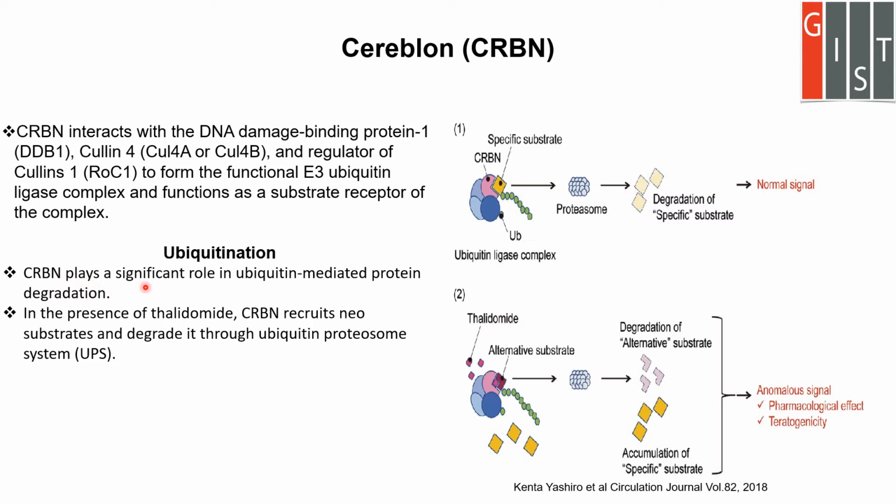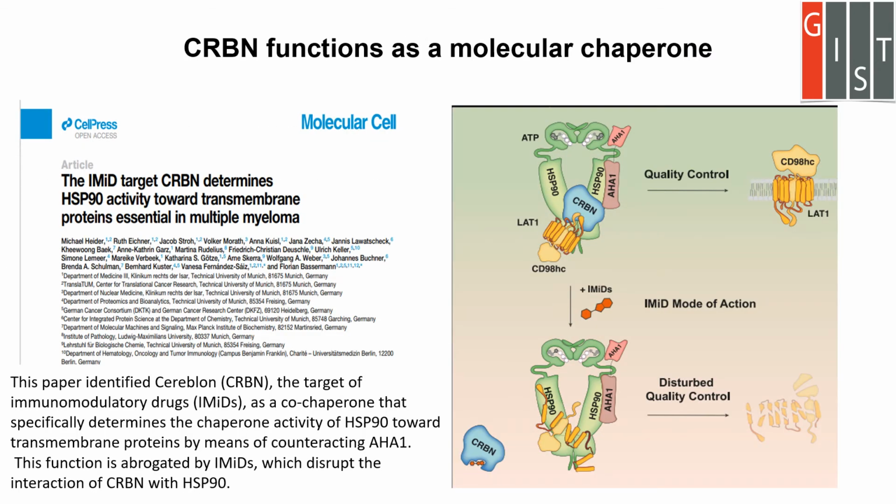CRBN, being an E3-ubiquitin ligase protein, selects specific substrates for degradation, but in the presence of the IMiDs, CRBN recruits new substrates and degrades them through the ubiquitin proteasome system. In addition to its ubiquitination function, CRBN also functions as a molecular chaperone.